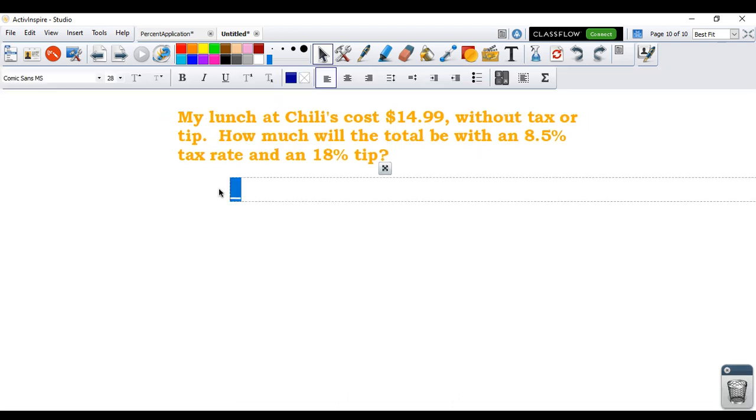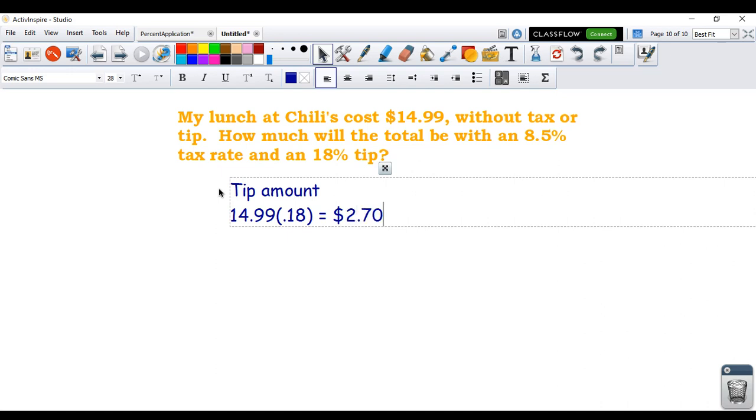So if my subtotal is $14.99, we'll first figure out the tip amount. I'm going to take that and multiply it by 18% because that's the amount that I want to leave my server. Okay, so when I multiply that by 18%, I find out that I'm leaving $2.70 when I round that decimal, because it comes out to 2.698. I'm going to round that to $2.70. That's the amount that I'm leaving for my server.